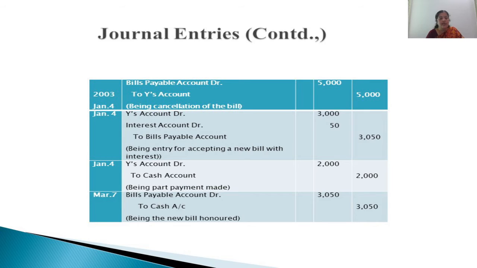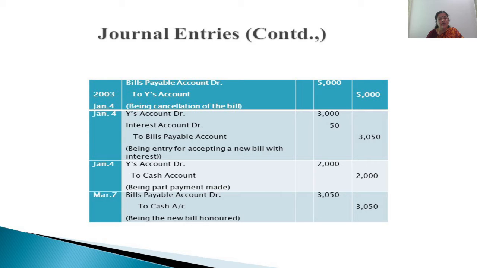So January 4th, that is the first due date, we settled him 2,000 rupees. Y's account debited to cash account 2,000 rupees we paid him, right? But for the remaining 3,000 plus 50 rupees added, we are passing here the second entry. Y's account debited, he is receiving acceptance from us on the second bill. Interest account debited 50 rupees to bills payable account. So Y's account debited, he is a receiver.